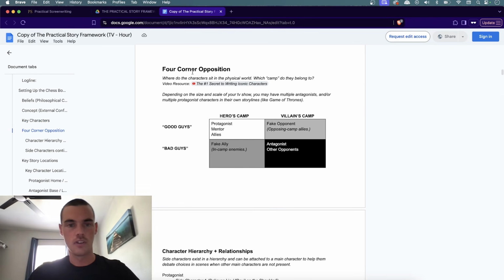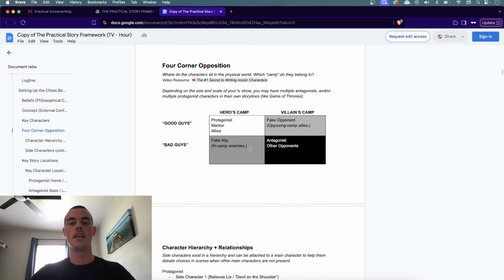Now on 4-corner opposition, I have one note here that's worth mentioning, which is depending on the size and scale of your TV show, you may have multiple antagonists or multiple protagonist characters in their own storylines, like Game of Thrones. So just keep that in mind. You might have sort of a kaleidoscoping or fractaling character web here, where you've got different major timelines going on that have their own kind of character webs that fit into your larger character web, but that just depends on the size and scale of what it is you're trying to write.